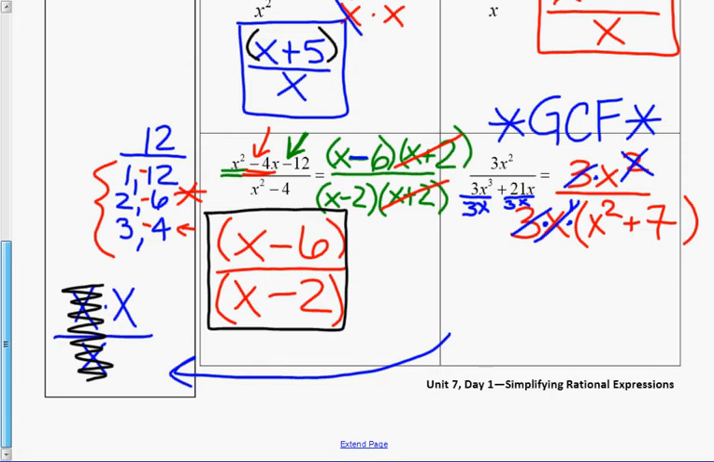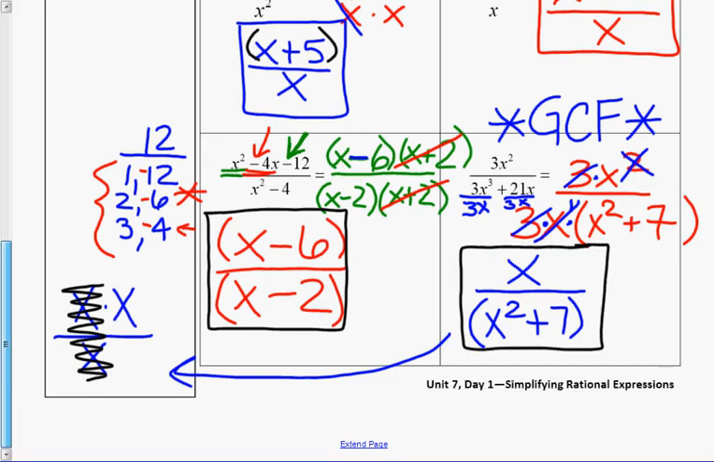All right, you got to try to be a little neat about this so that you don't lose any of your terms. So your final answer here should be x over x squared plus 7. And I usually put it with the parentheses so it reminds me that it's a factor and that I cannot simplify it. So if you get in the habit of doing that, you should be good.